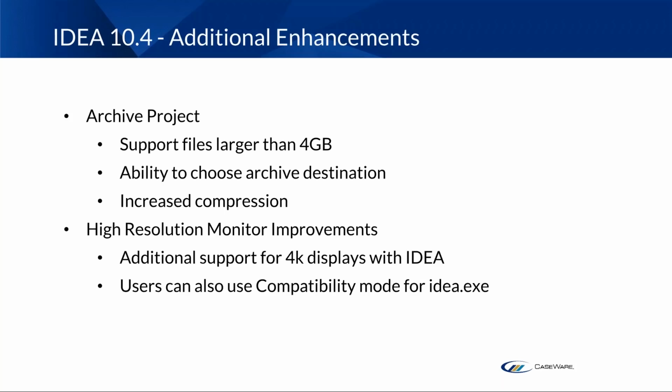So the key points to this are now we will support files that are larger than 4 gigs. So obviously getting important right as we get into bigger and bigger data sets, especially when you're combining data into multiple files into a project. I want to be able to archive that because I simply don't need it anymore to use as live data. I can do that, and I can also choose the archive destination.